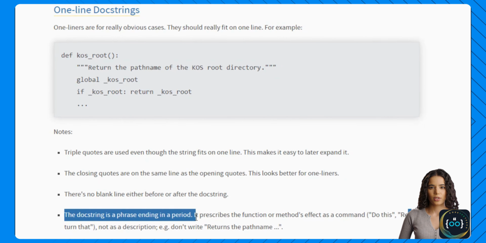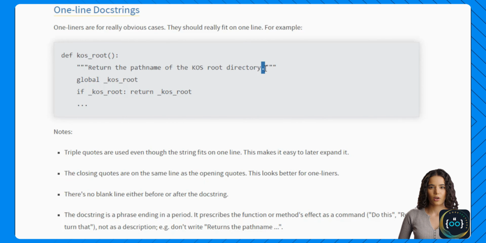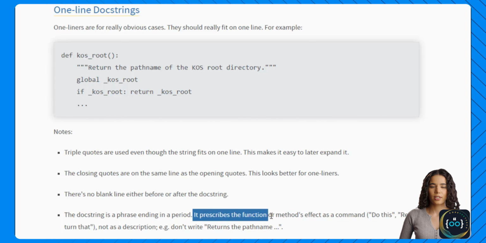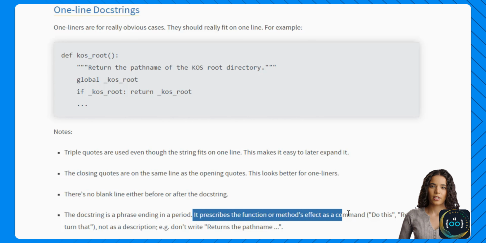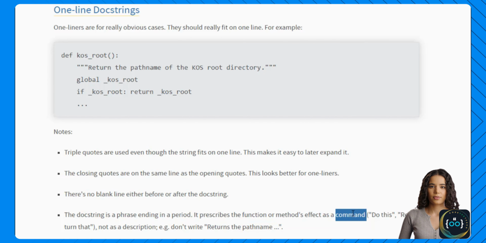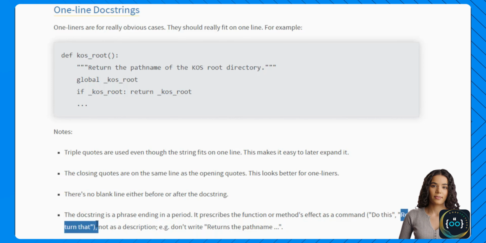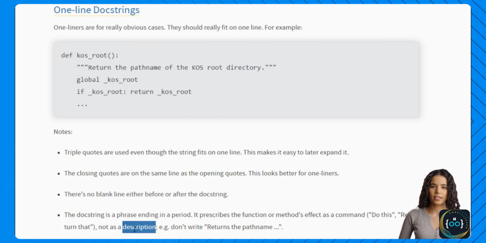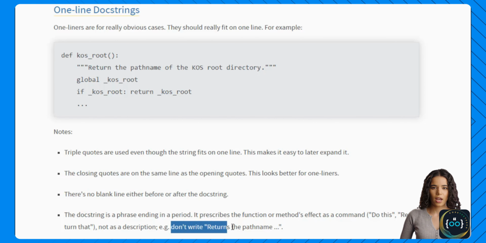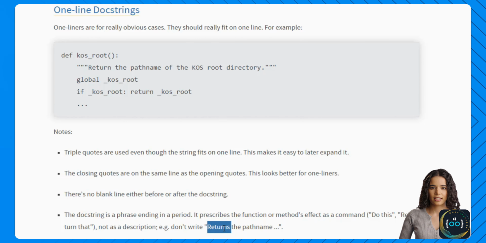The docstring is a phrase that ends in a period. Right here we have the period. It's very important to include it if you want to follow the Python style guide. The description prescribes the function or method's effect as a command. Okay, this is recommended by the Python style guide. For example, do this, return that. It should not be written as a description according to this particular guide. It says don't write returns the path name. Write instead return. Not returns, return, like a command.